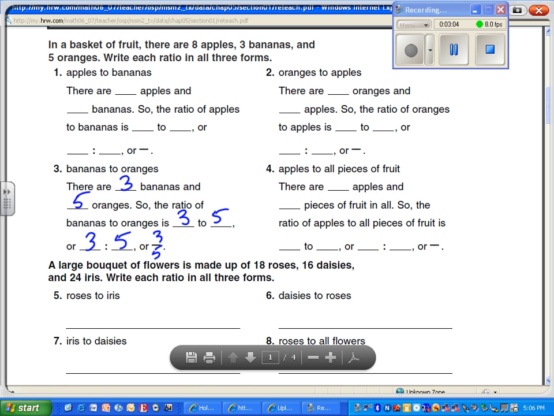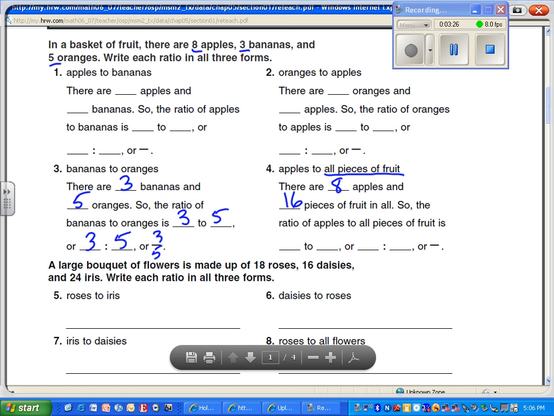All right, number 4, apples to all pieces of fruit. So how many apples? We've got 8 apples. Now how many pieces of fruit in all, including the apples? Don't forget that. So let's count all the fruit. We've got 8, 3, that makes 11, and 5, that's 16. So we have 16 pieces of fruit in all.